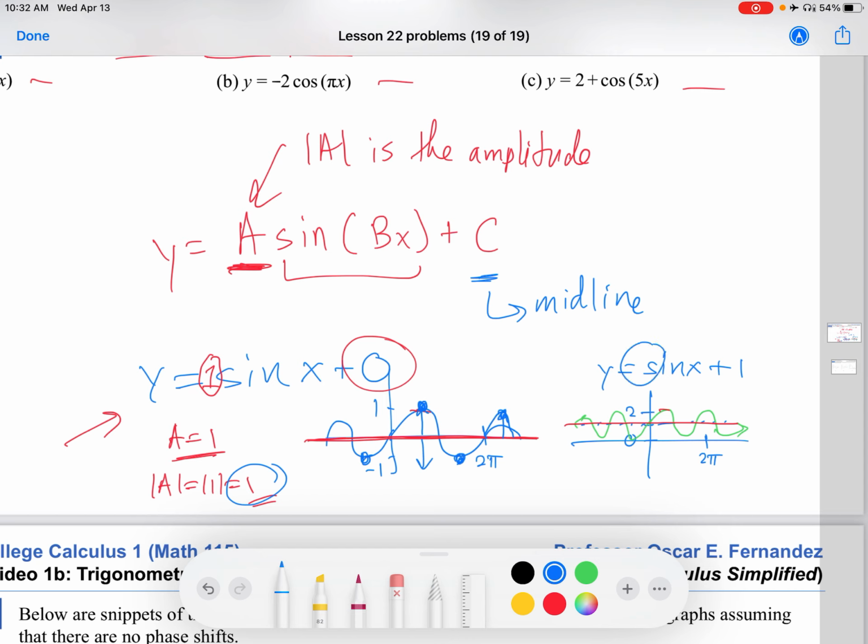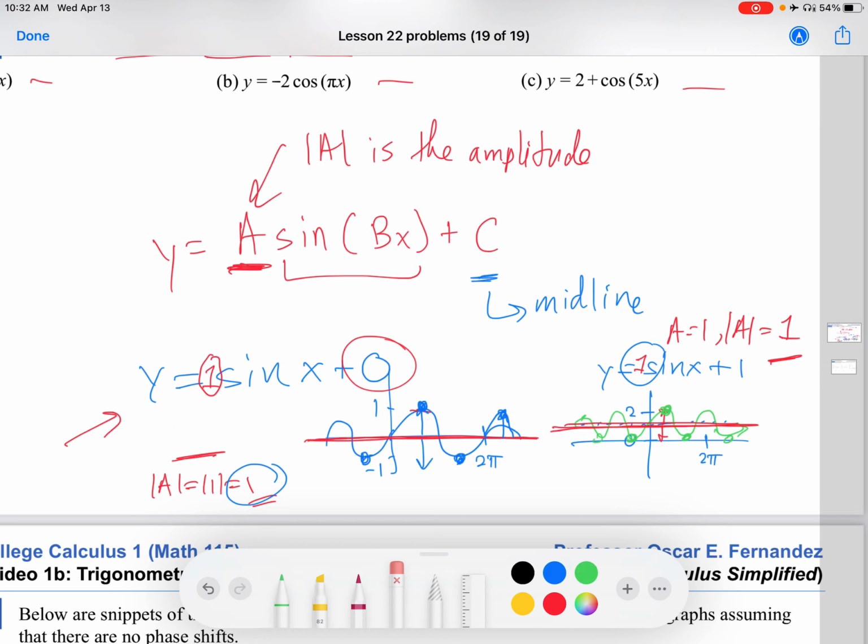Same thing over here, right? There's a hidden 1 here, so once again, A equals 1, so the absolute value of A is 1. Similar idea then: the midline is still 1 and the amplitude is still 1, so you start at the midline, which also happens to be 1 here, and then you go 1 above, and that takes you to the highest point on the graph, which is 2. And then you go 1 below, and that will take you eventually to the lowest point on the graph, which is 1 minus 1, 0.